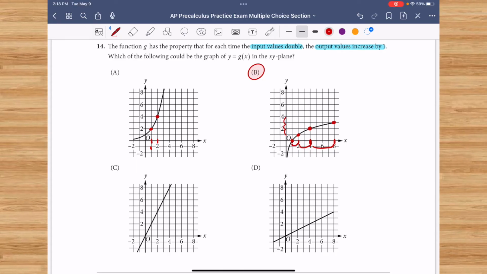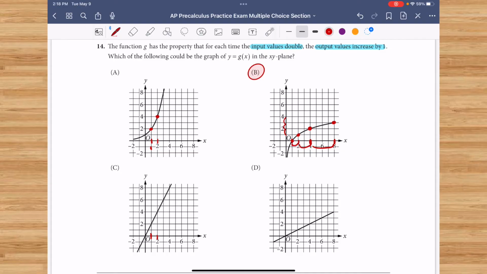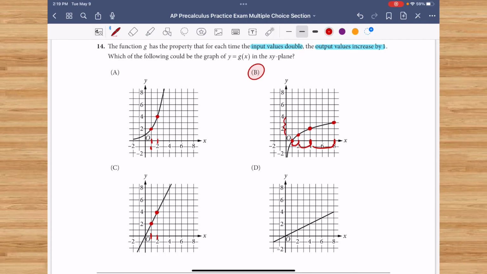C is linear, which is probably not going to be it, but let's check from 1 to 2. So 1 to 2, there's a double there. My output values are going from 2 to 4, so that is plus 2, or maybe even a double, not following the pattern stated.